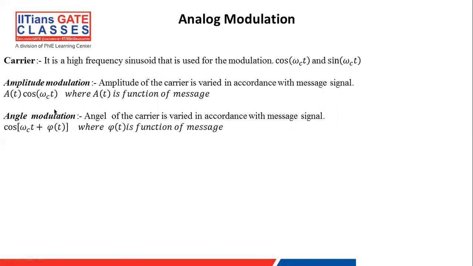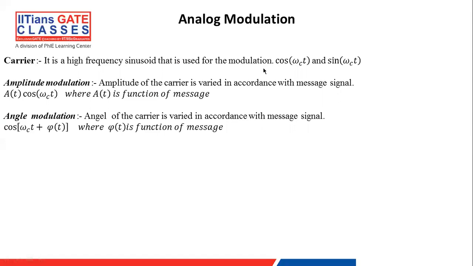Now, modulation will have multiple types. One is amplitude, second is angle. And angle again will have two types, frequency and phase, that we will see later. Now come to amplitude modulation. This is called amplitude modulation because it is modulating the amplitude of the carrier. So we had a carrier which, as of now, has a fixed amplitude, that was 1.